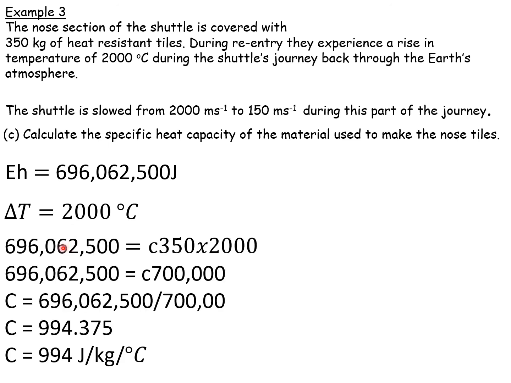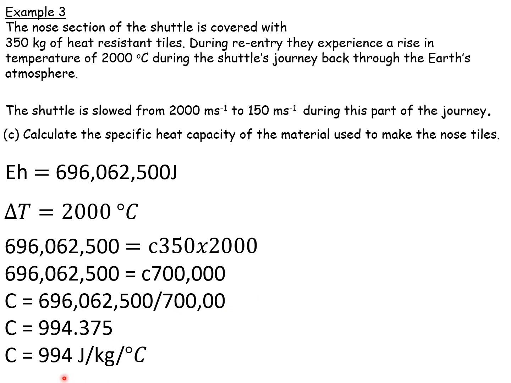So we write down our equation. Now I've jumped ahead a wee bit, but you can see this is EH is equal to C times M times delta T. And then if you're not sure how to rearrange it, I would multiply out any sums that you can do on either side. So we can do 350 times 2000. That gives us 700,000 times C is equal to the heat energy. And hopefully you can rearrange that. So that would be C is equal to this number divided by 700,000, which gives us this answer.